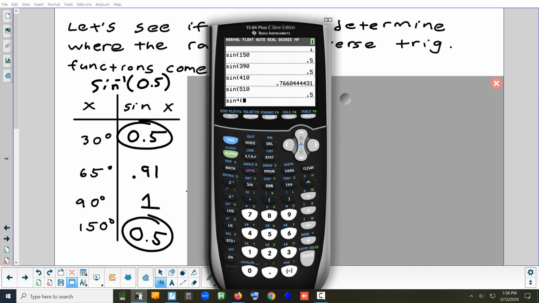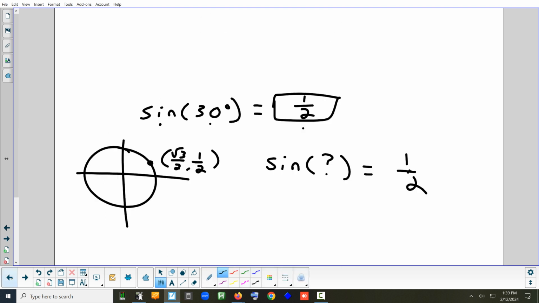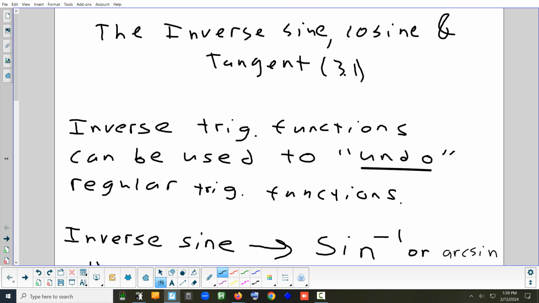But when you do the inverse sine of 0.5 and you want to change it back, it's not going to give you 510. It's not going to give you 390. It's not going to give you 150. It's going to give you 30. How do we know which answer it's going to give us? Let's go back and look at this.